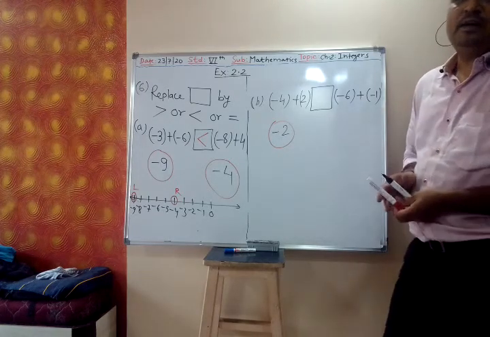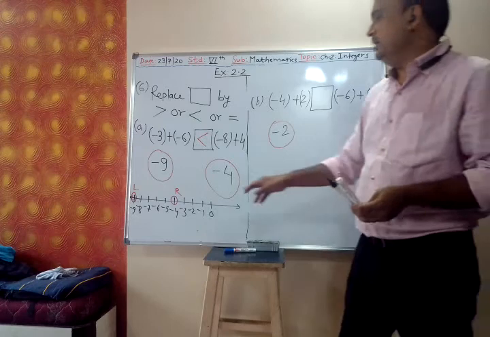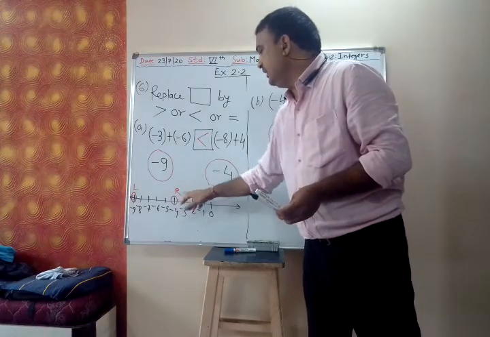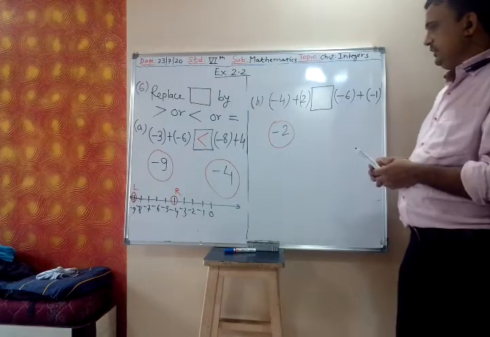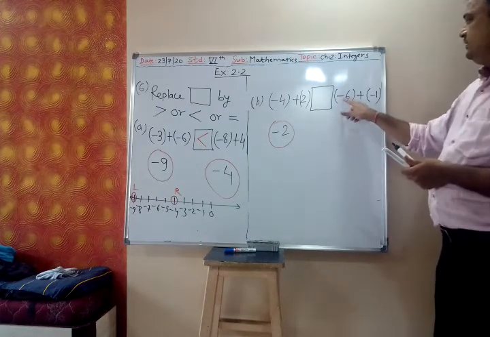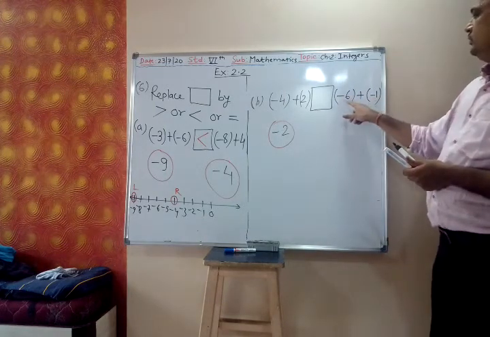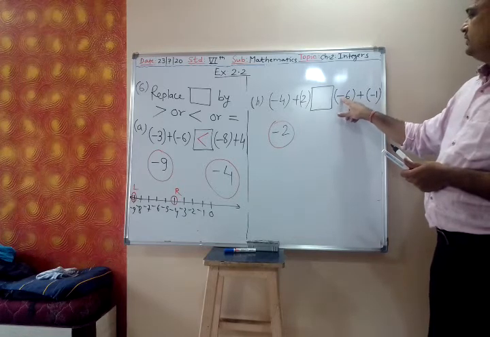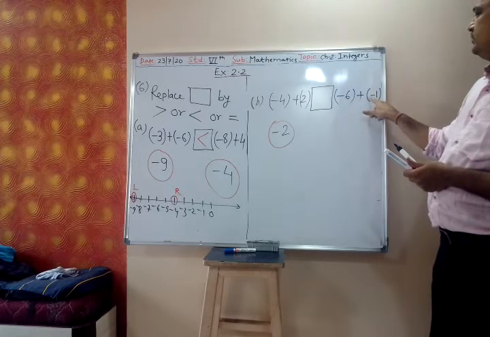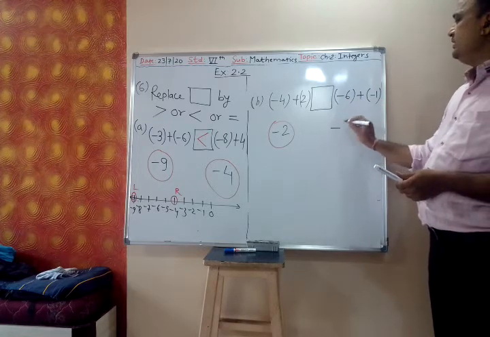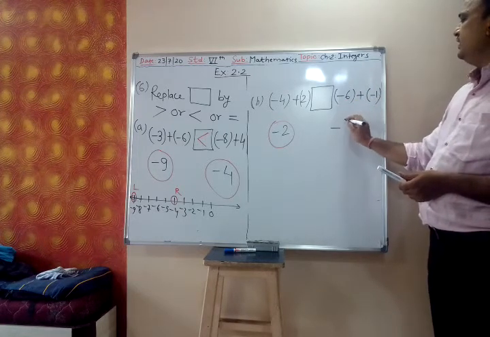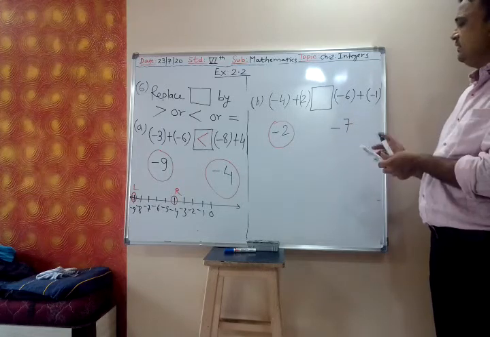If you draw the number line, I had explained that whichever number is on the right, that is bigger. Now minus 6 and minus 1. What is the sign of 6? Minus. What is the sign of 1? Minus. So minus minus means same sign. So I will take the common sign minus and add the numbers 6 plus 1, 7. So the answer of this is minus 7.